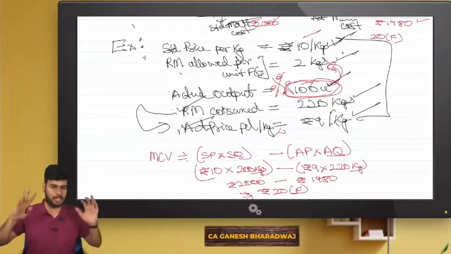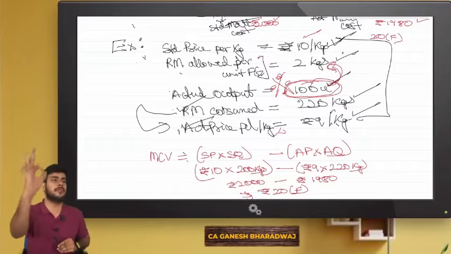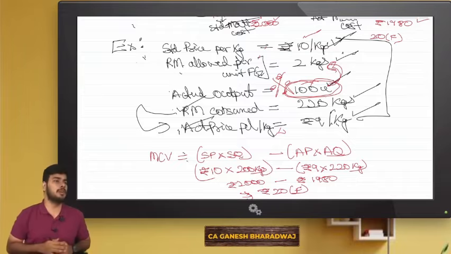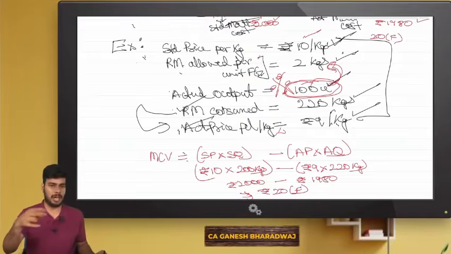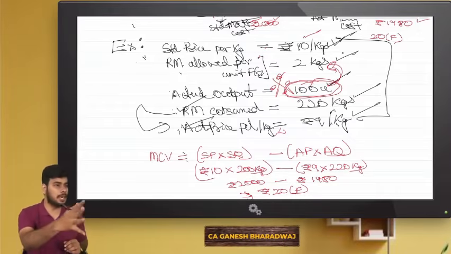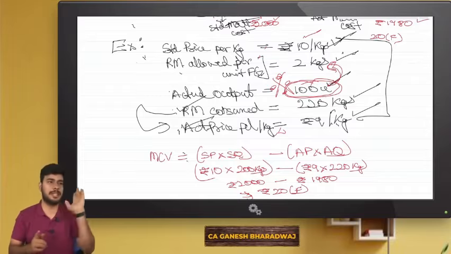His work stops there. He only finalizes what? The rate. Is he responsible for the quantity? No. Quantity, who will decide? The production manager. The production manager will say, look, I need 220 kgs. He can't say, what? Allowed is only 200. He can't ask. If I ask for 220, you should place an order for that.